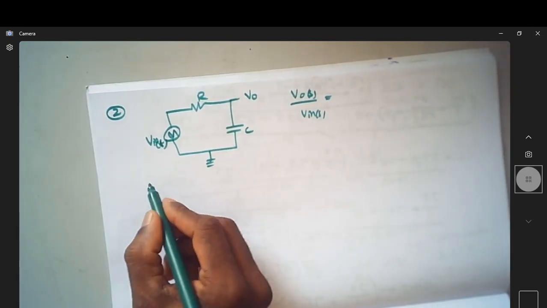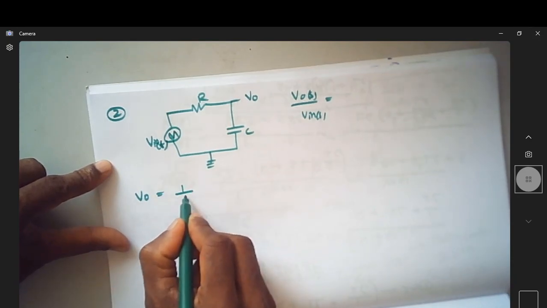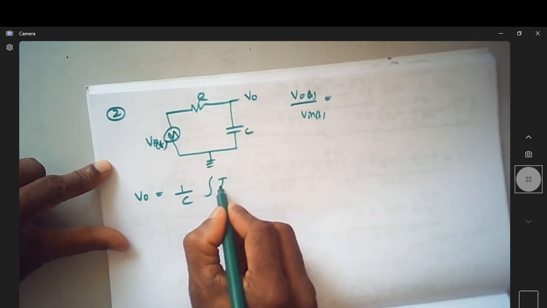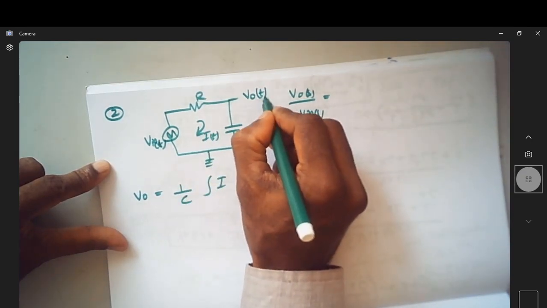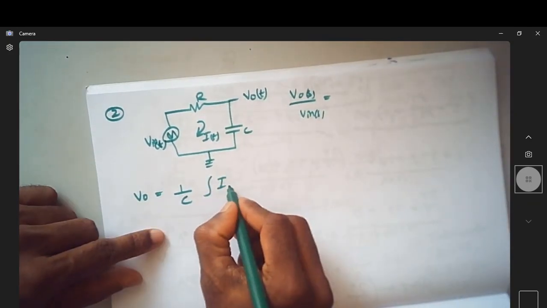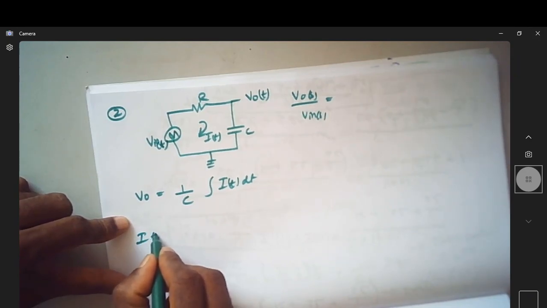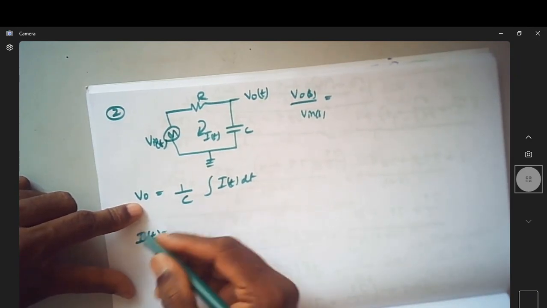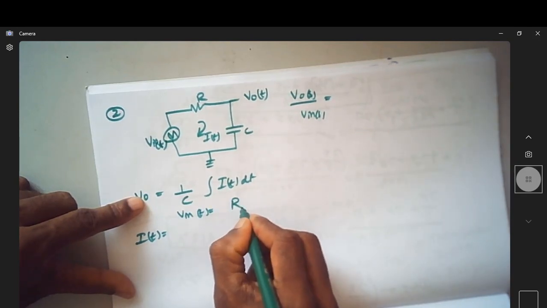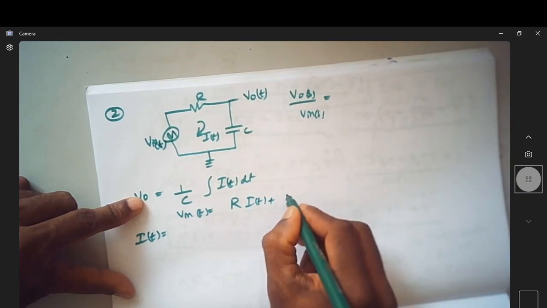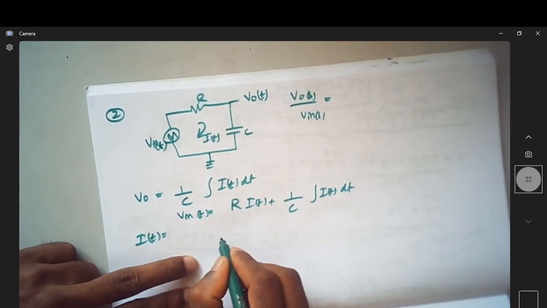For that, V0 is equal to 1 over C integral, let us consider a current I of t here. So this is V0 of t, which is 1 over C times the integral of I of t with respect to time, dt. But what is I of t? We can write V in of t as equal to R into I of t plus 1 over C into the integral of I of t dt.